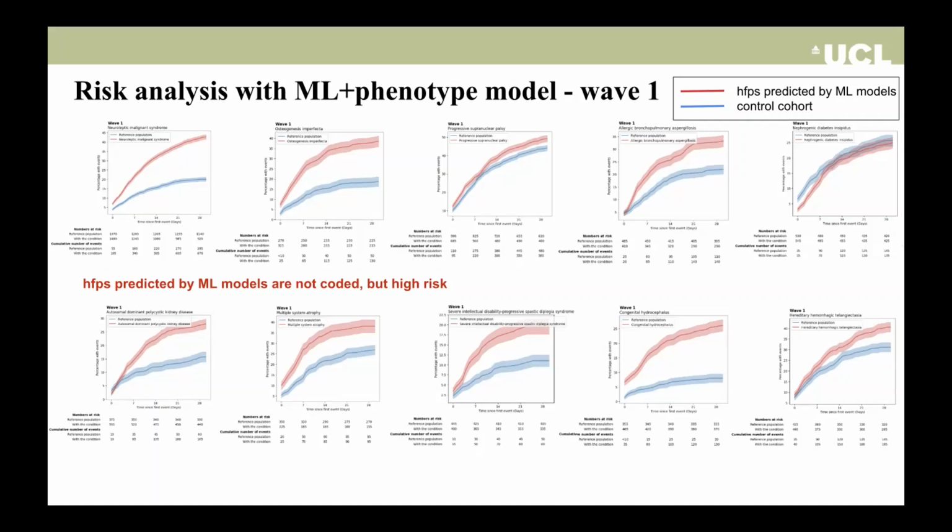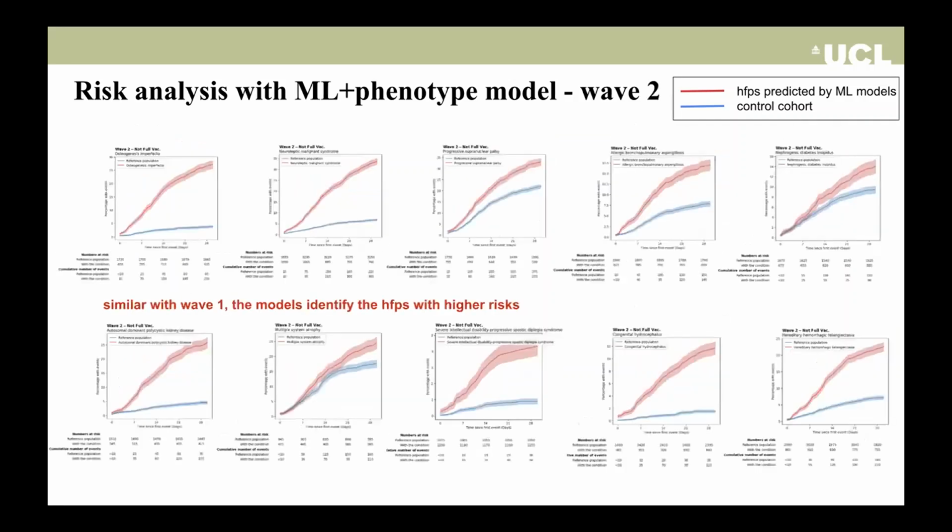So you can see in these 10 diseases, the pattern is quite clear. Almost all these 10 diseases have a very significant difference between these two cohorts, which means that in general, our model can help predict some people who are not coded but at high risk.